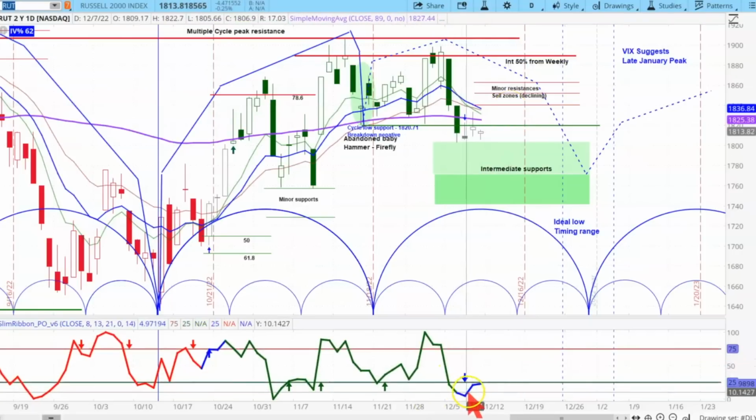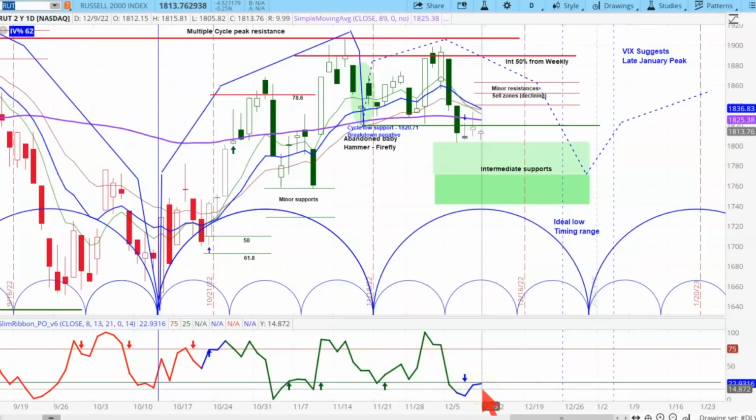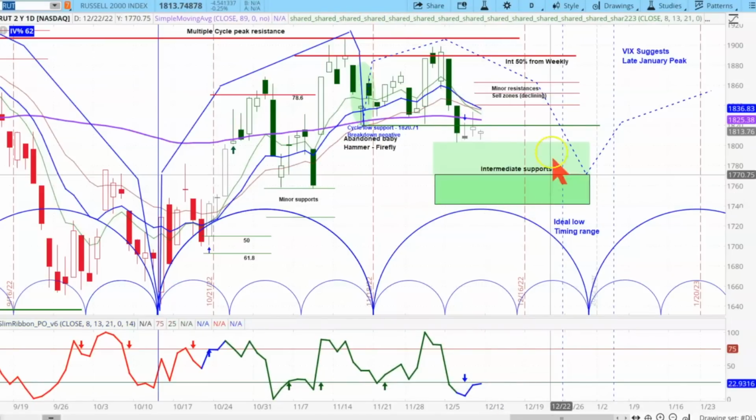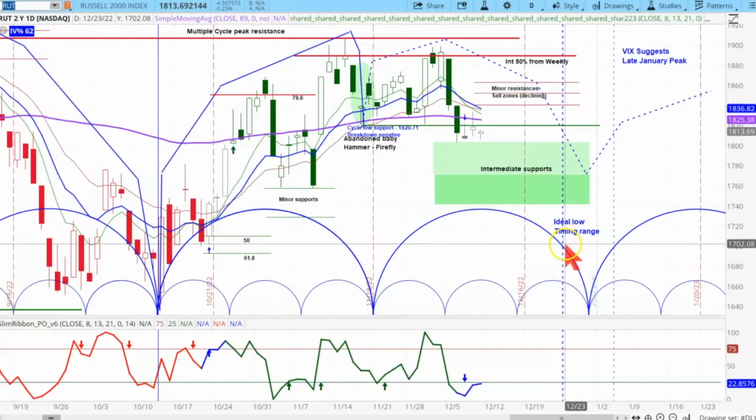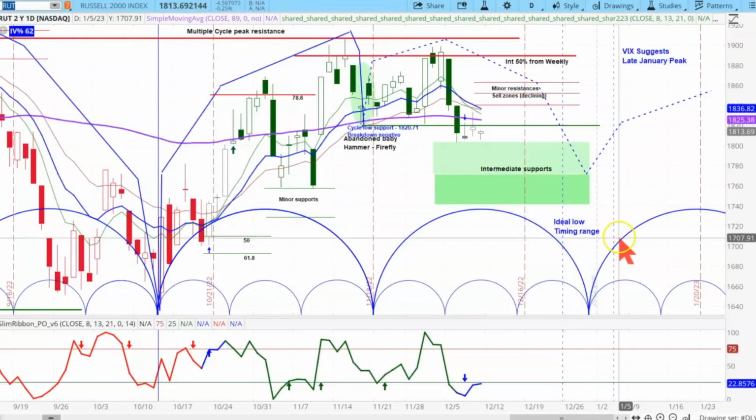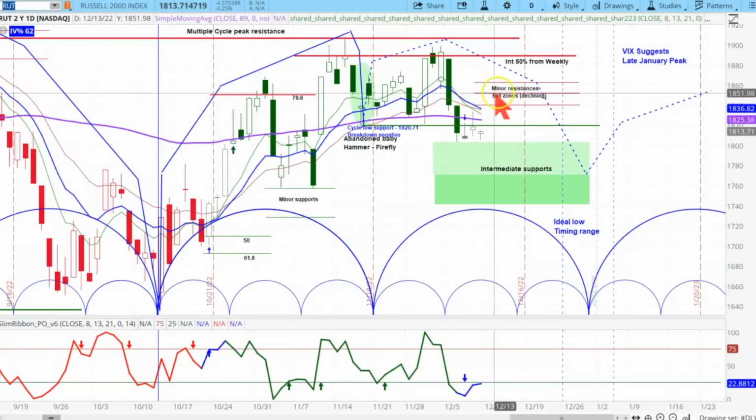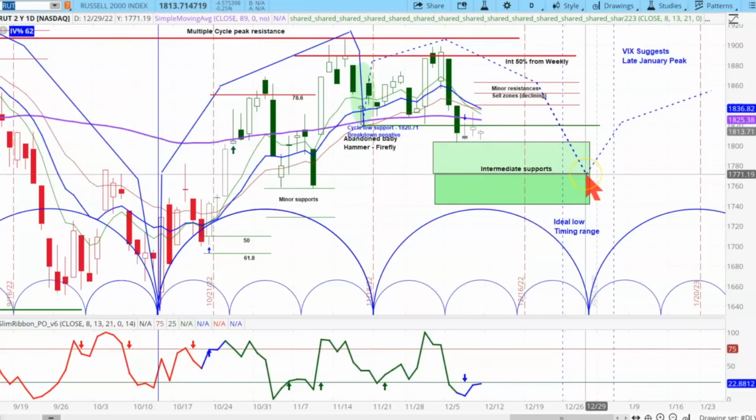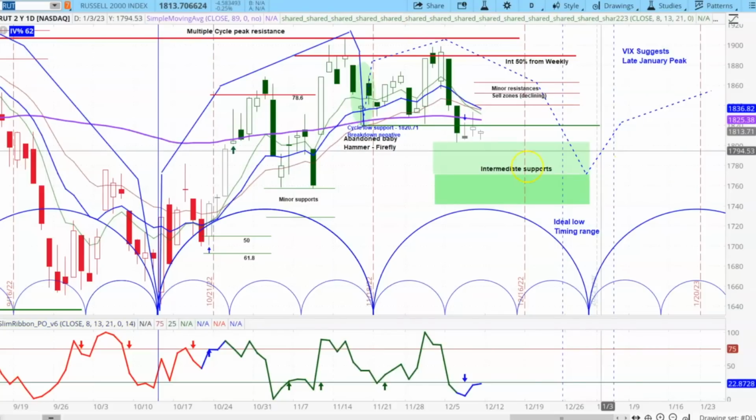This one is the most negative, acting as a term neutral, as you can see here on the slim ribbon PO, and very soon could go negative in here. So we're looking for a best case decline of 1770 here in the Russell, with a pretty potential move at 1740, pretty good potential to coming down right over there. Again, the ideal low timing range is somewhere over here around 12, just a day before Christmas to a day or two after New Year's. So this all points to a weak negative period through December. It's all lining up very, very well.